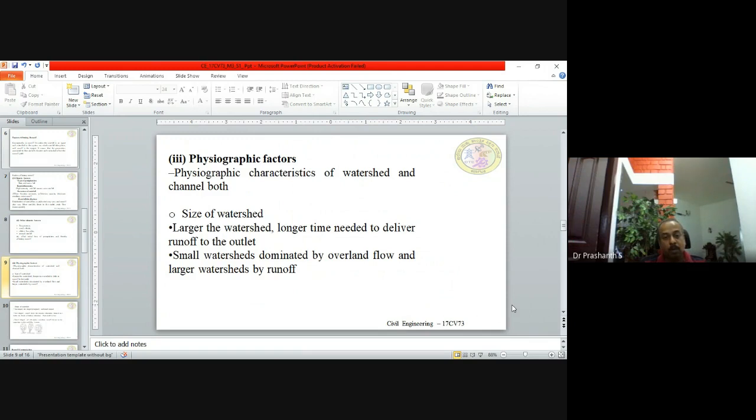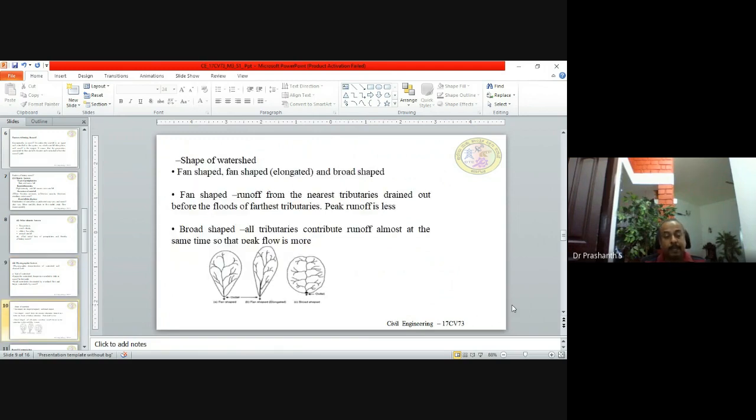Larger the watershed, longer time is needed to deliver the runoff to the outlet. Whereas smaller watersheds are dominated by overland flow and larger watersheds by channel flow. So the size of the watershed has an impact on the runoff. And the shape of the watershed also will have an impact on the runoff yield.